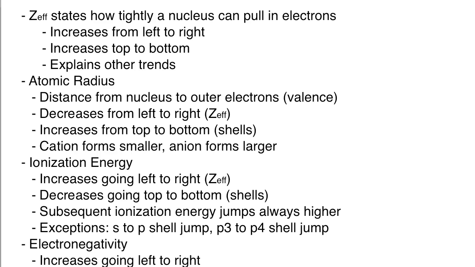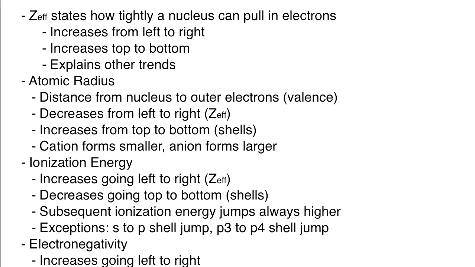Atomic radius, the distance from the nucleus to the outermost electrons, or the valence electrons. That's the definition of an atomic radius. You're going to decrease with this trend from left to right. It's kind of the opposite of the other trends. So that means we get smaller, we decrease as we go to the right. It's going to increase going from top to bottom, and that's because the shells are expanding as we get out towards the bottom.